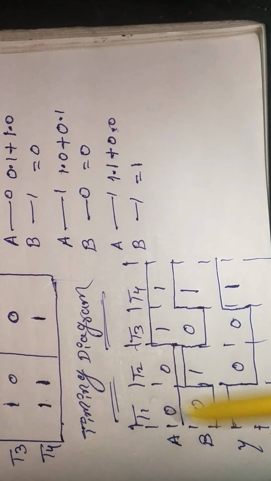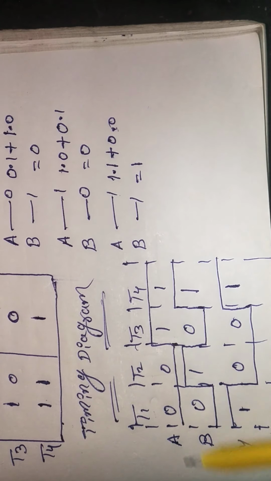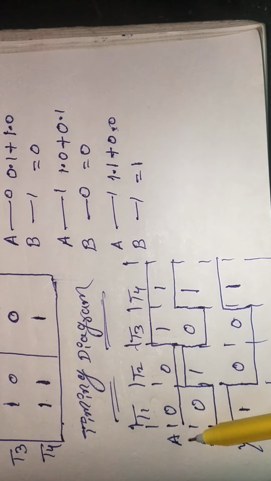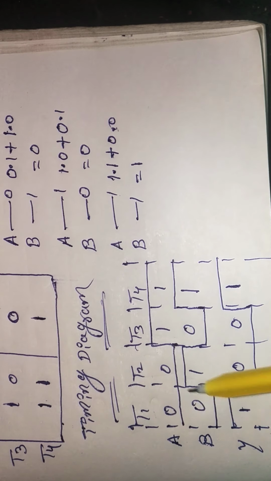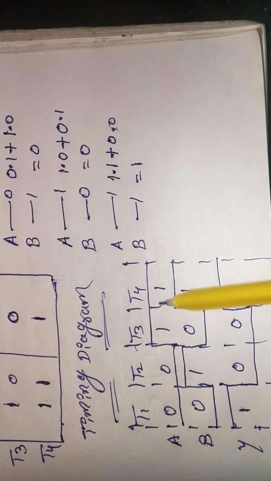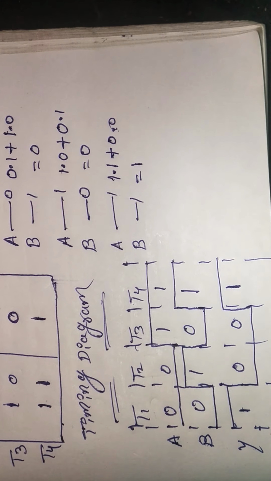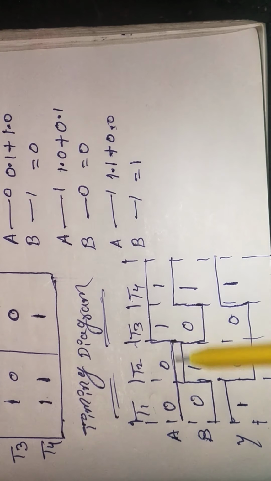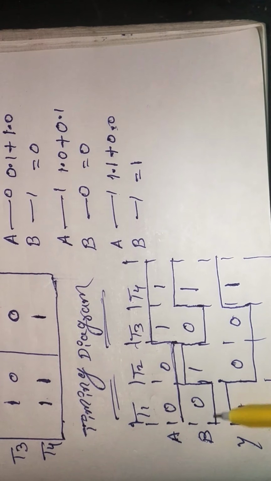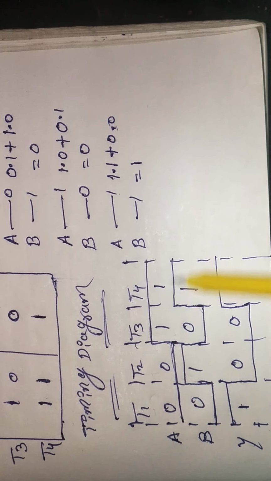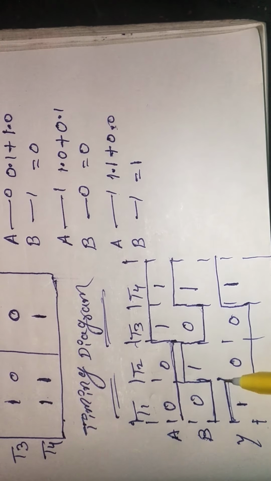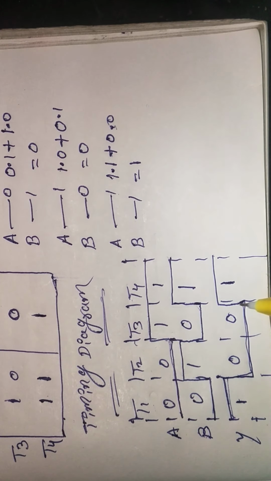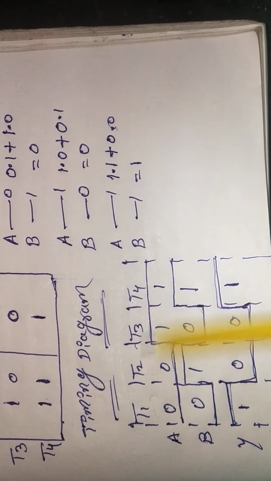The timing diagram finally comes. There are 4 different times: T1, T2, T3, T4. A, B are the input variables, Y is the output. In these 4 combinations, A takes 0, 0, 1, 1, B takes 0, 1, 0, 1. The timing diagram of A comes 2 low levels, 2 high levels, B comes low, high, low, high, and the final output becomes 1 high, 2 lows, 1 high. This is the timing diagram of XNOR gate.